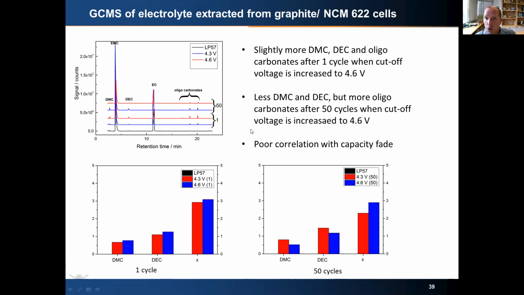However, there's very poor correlation between these electrolyte decomposition reactions, both after the first cycle and after 50 cycles, with the performance fade of the materials. So we don't really see more electrolyte or carbonate solvent disproportionation reactions at higher potential.